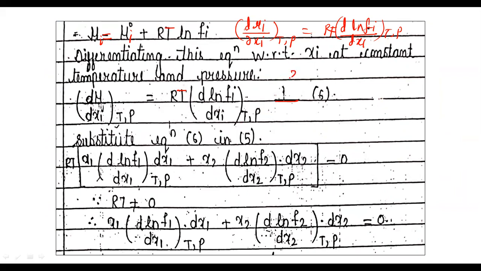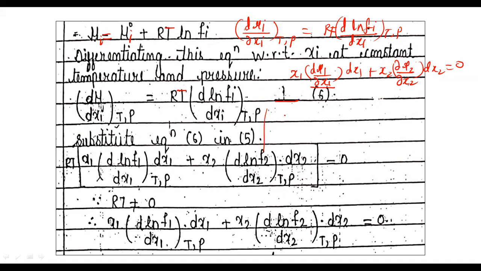You can see x1 into d mu 1 upon dx1 into dx1 plus x2 into d mu 2, the small change in the chemical potential, with respect to x2, dx2 into dx2, it is equal to 0. So now we can see here d mu 1 upon dx1 equal to this term. So let us substitute this term.